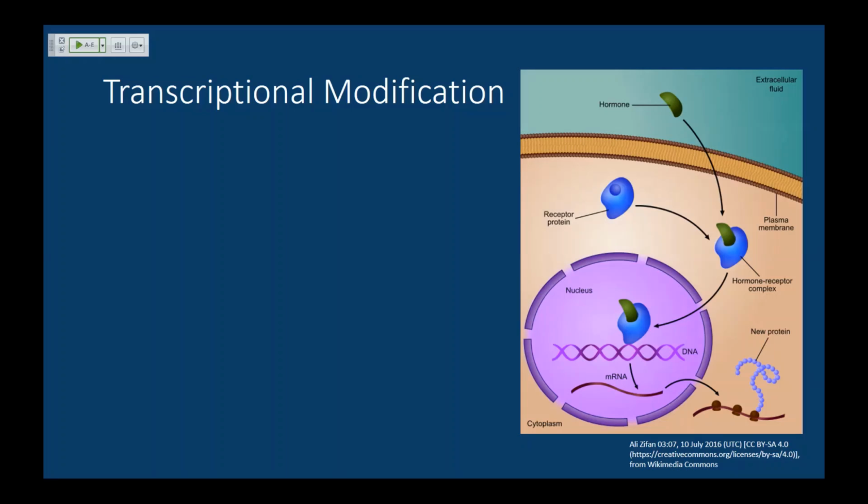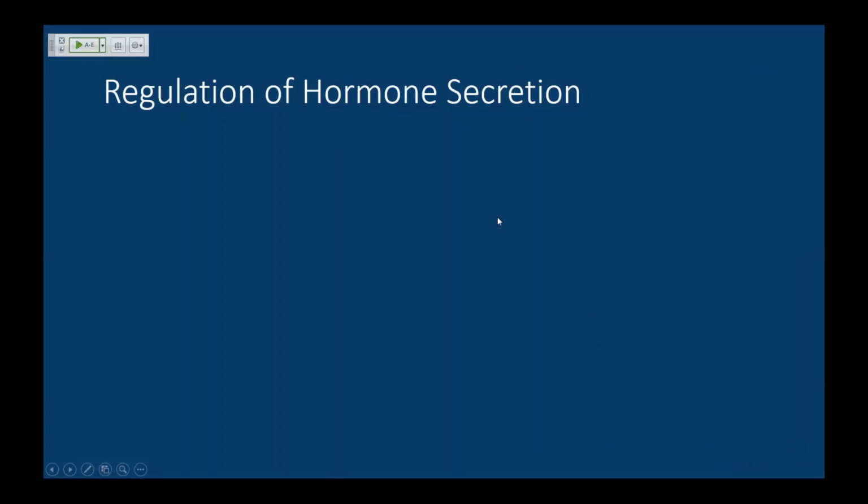And again, key points to keep in mind. The hormone has to cross the plasma membrane, and it's slow because it has all of these synthesis steps that need to happen. It's also longer lived. All right, so now we can keep moving on, and we're going to get into the regulation of hormones.